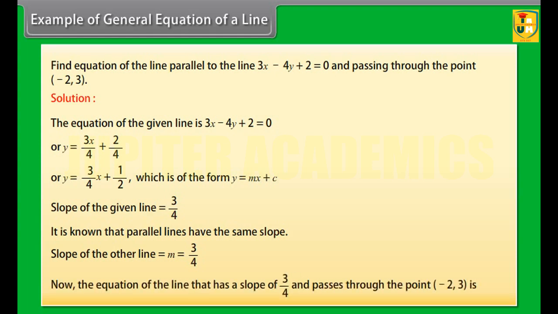Now the equation of the line that has a slope of 3 by 4 and passes through the point minus 2, 3 is 3x minus 4y plus 18 is equal to 0.